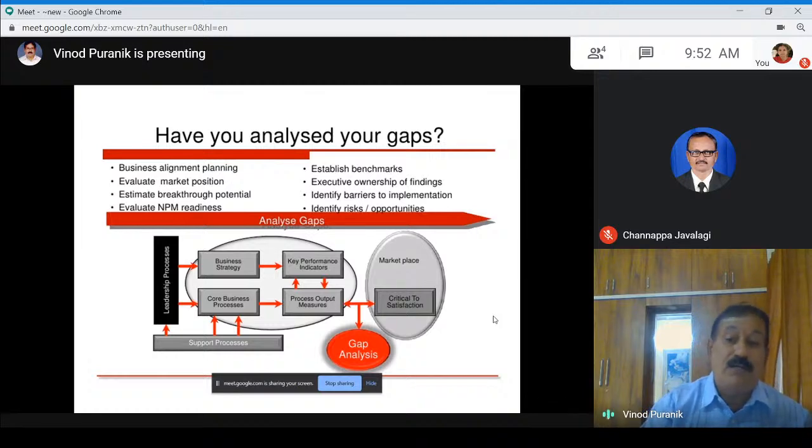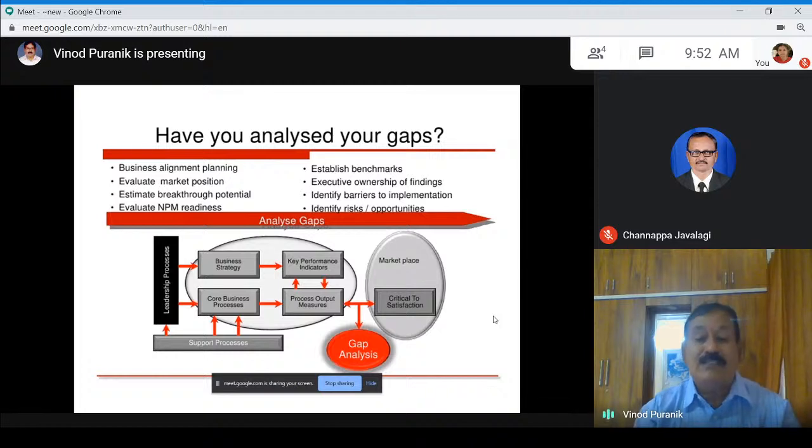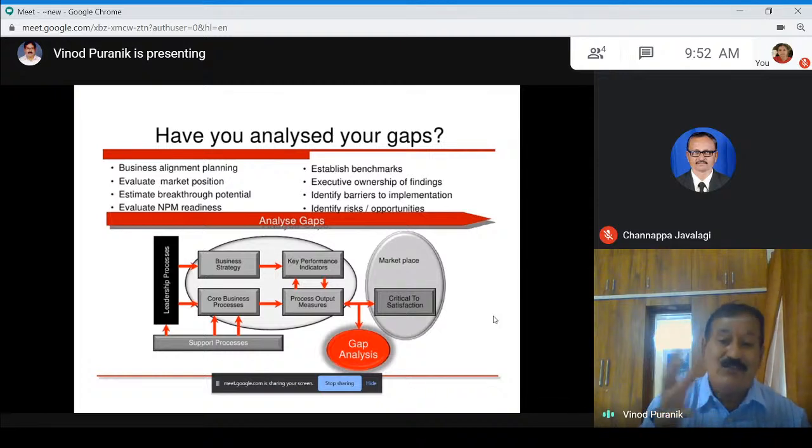Also very important, you have to identify the risk. For every project, there is always a risk associated with it. So you have to look at the risk and how we are able to avoid it. And then definitely there are opportunities, so look at the opportunities and move forward. Those are the very, very important things. You have to analyze your gaps.